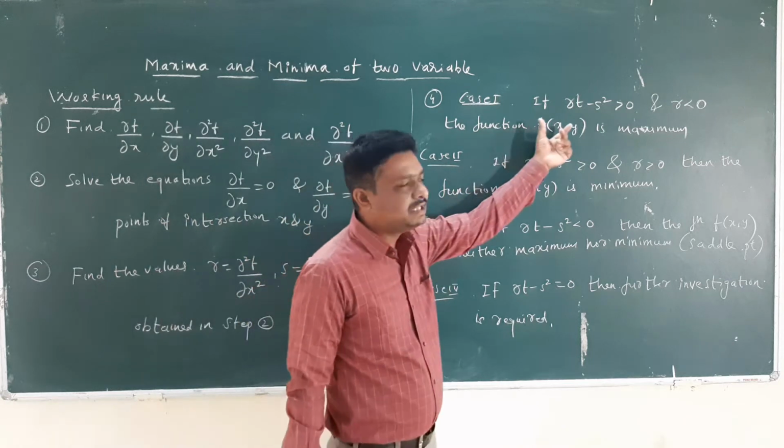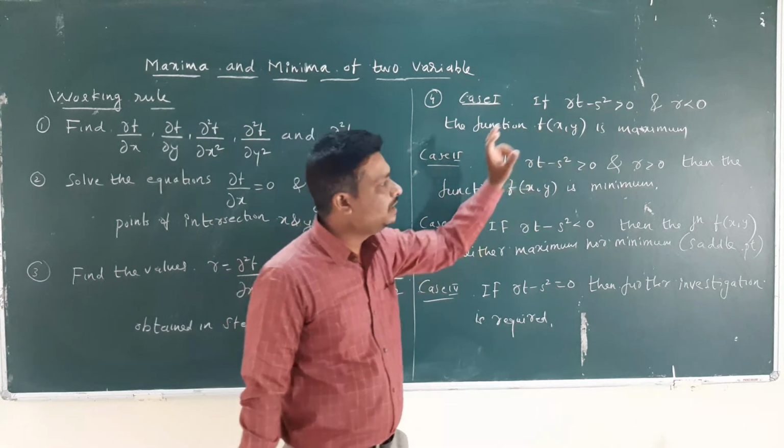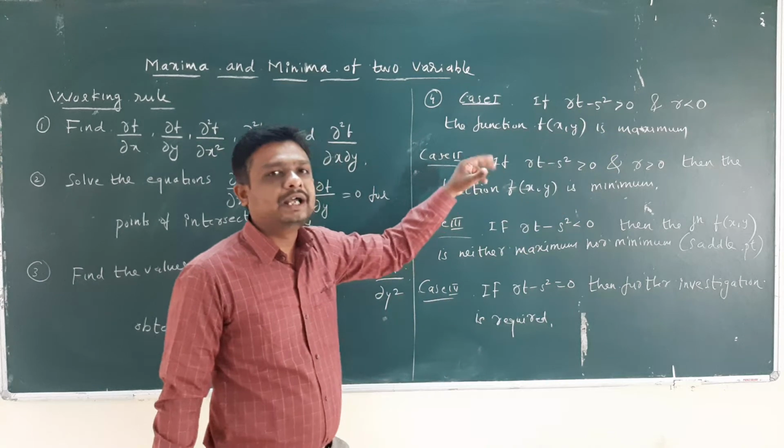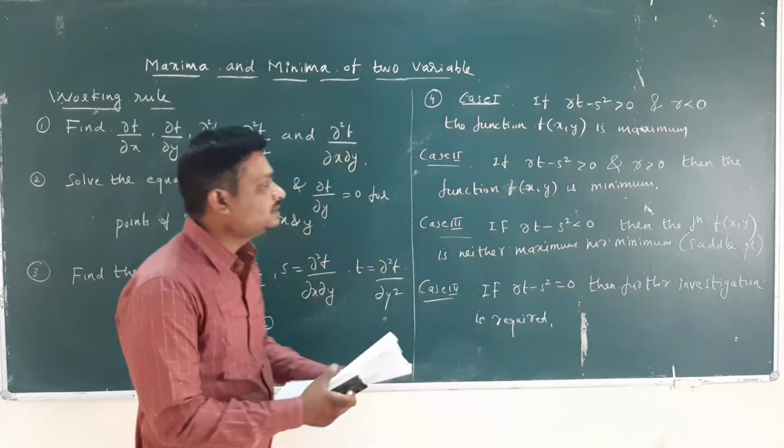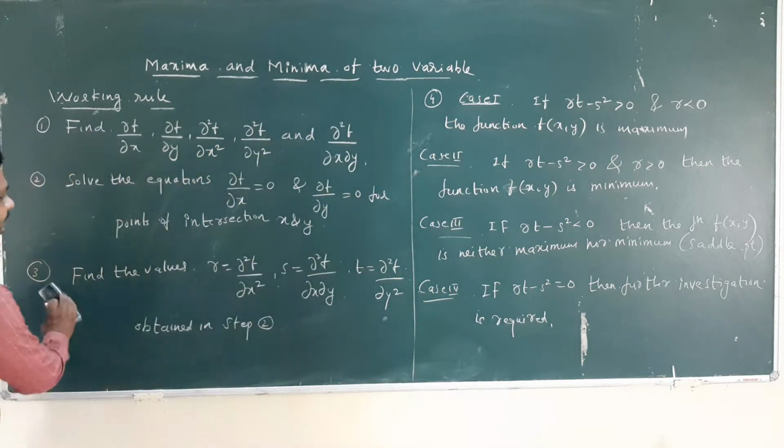So if the function is maximum or minimum, then we can find the maximum value and the minimum value of that function. Let us see one example on this.